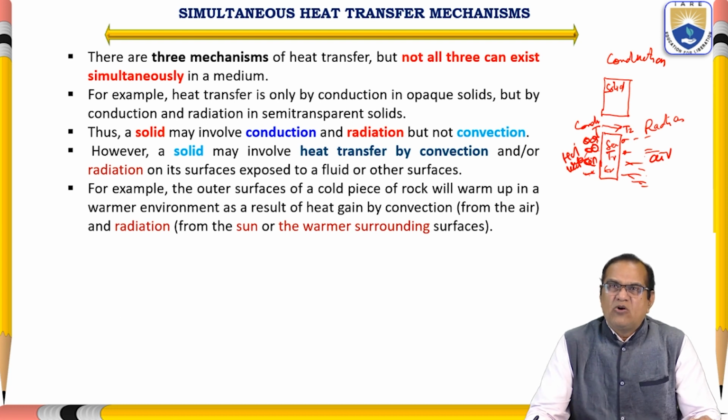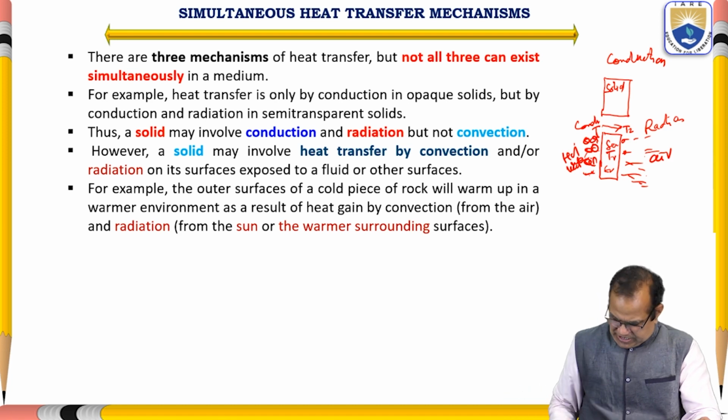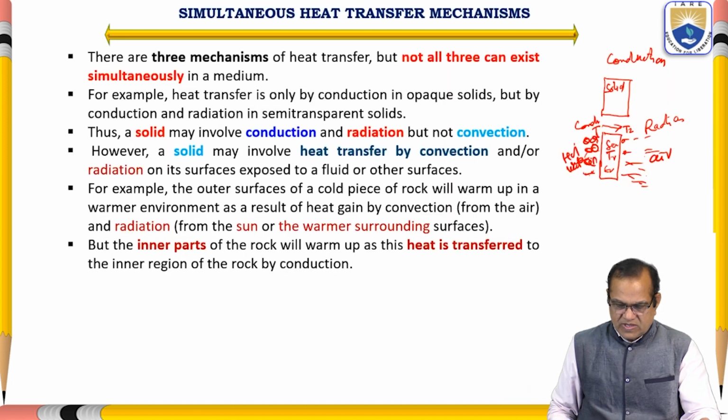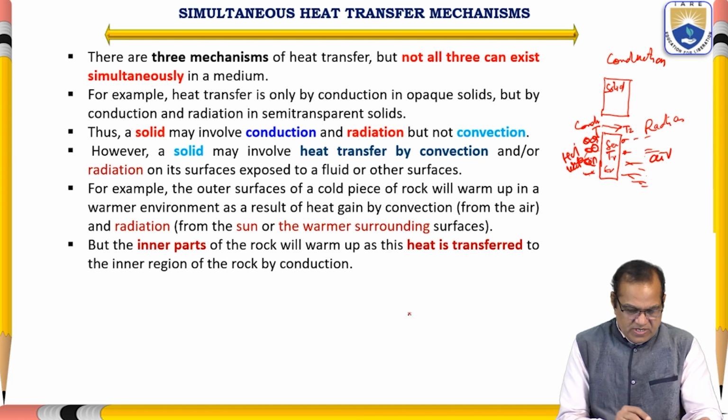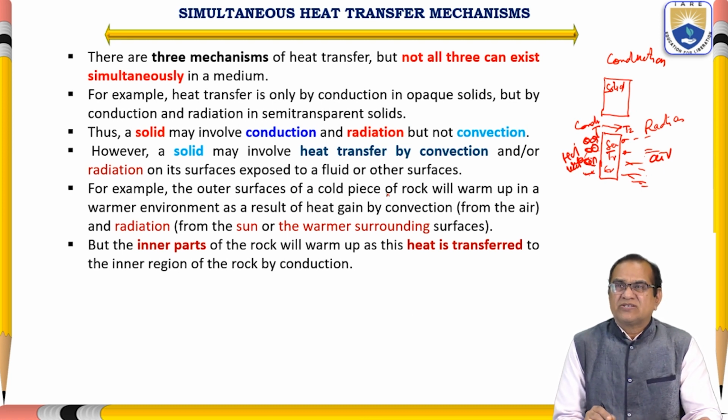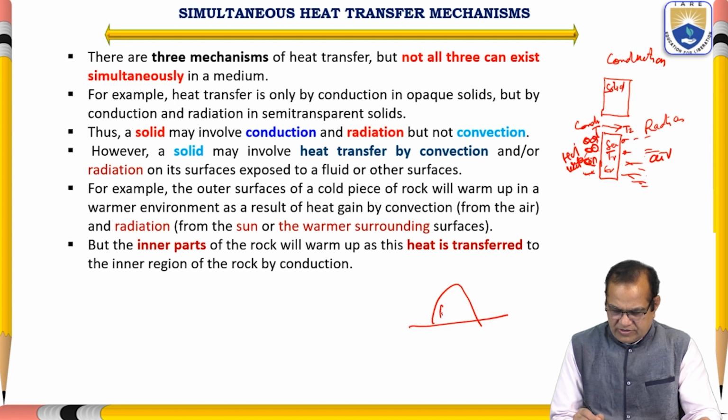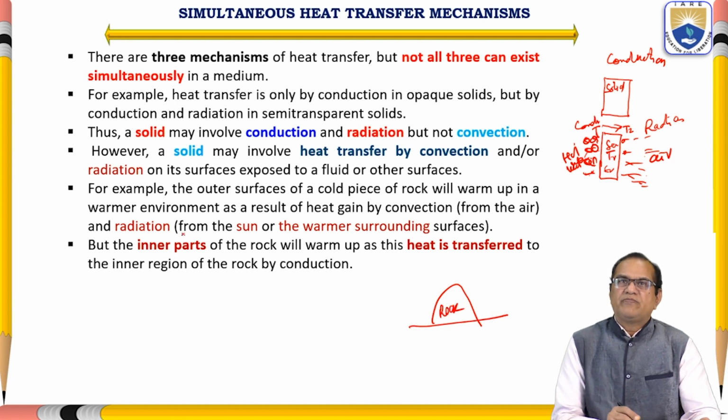For example, the outer surface of a cold piece of rock will warm up in a warmer environment as a result of heat gain by convection from the air and radiation from the sun or the warmer surrounding surfaces. So if you see here, if this is the rock, the outer surface of a solid piece of rock will warm up in a warmer environment.